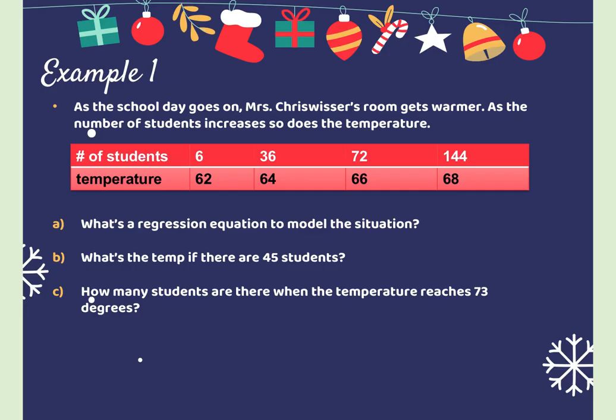All right, so example 1 says, as the school day goes on, Mrs. Christweiser's room gets warmer. As the number of students increases, so does the temperature. And then it gives you the data. So the number of students increases from 6 to 36 to 72 to 144. And the temperature increases 62, 64, 66, and 68.